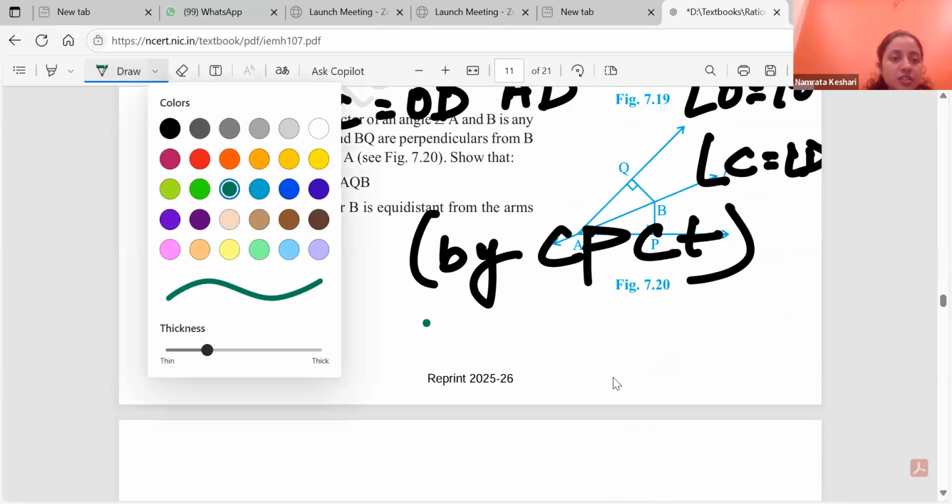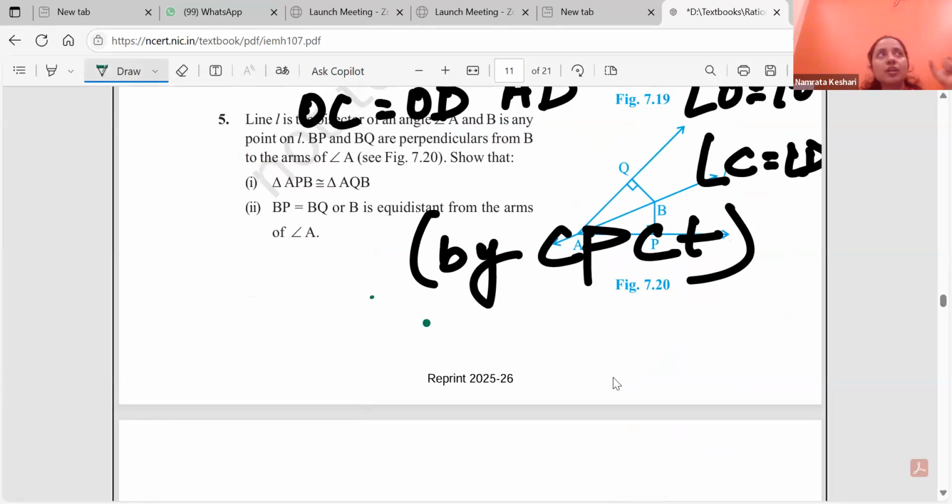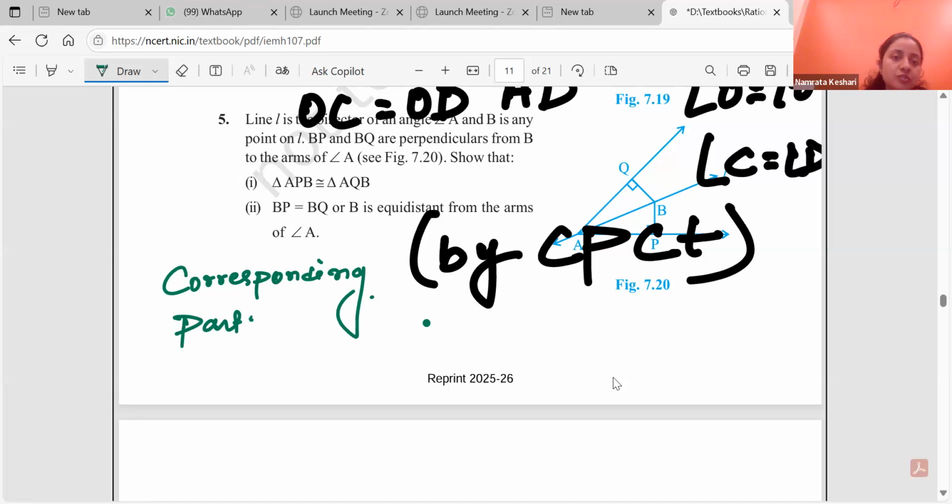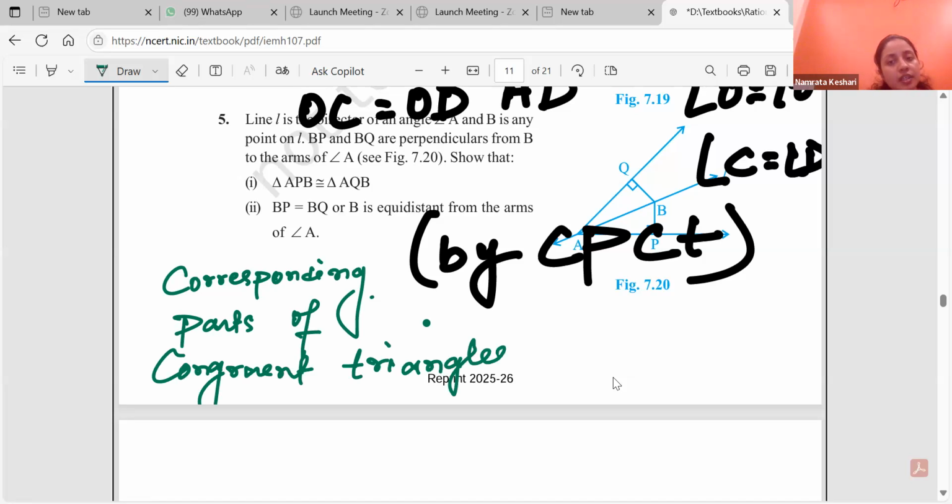After proving the congruency, we get so many remaining information. Now this will be same to that one. This will be same to that one. We get so many things, and we write that corresponding part of congruent triangle are equal. Every time we have to write this statement.